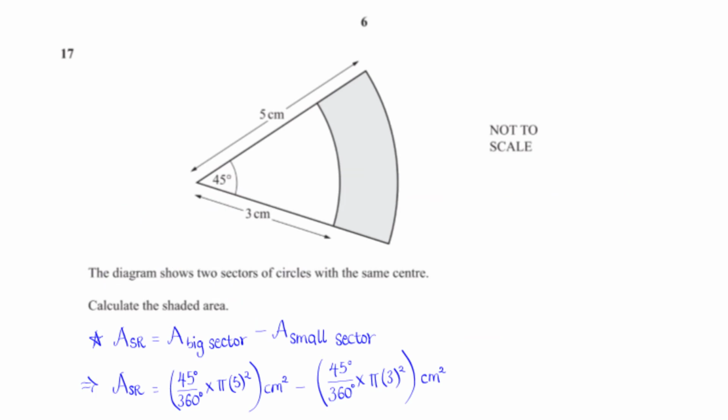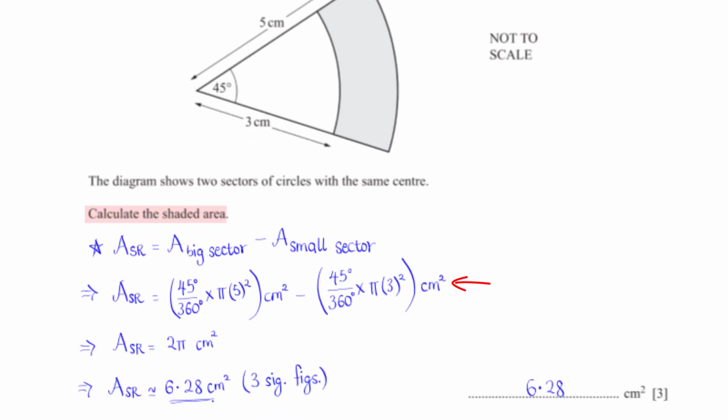The diagram shows two sectors of circles with the same center. Calculate the shaded area. The area of the shaded region is equal to the area of the big sector minus the area of the small sector. The area of the big sector is 45 degrees divided by 360 degrees times pi times 5 squared. The area of the small sector is equal to 45 degrees divided by 360 degrees times pi times 3 squared. When we type this into the calculator, we get 6.28 centimeters squared correct to 3 significant figures.